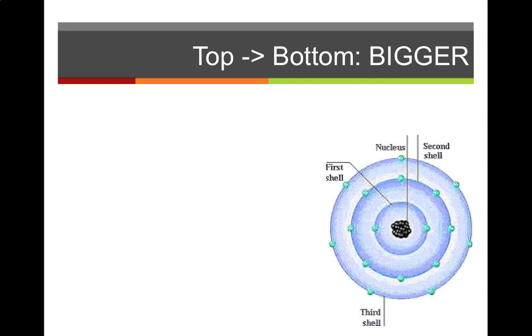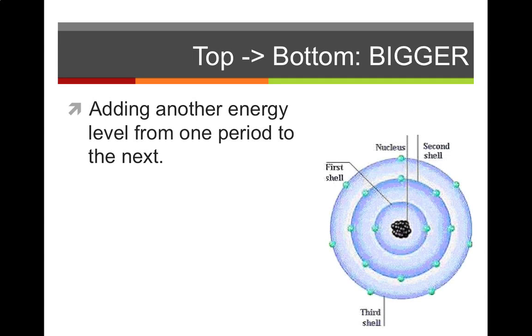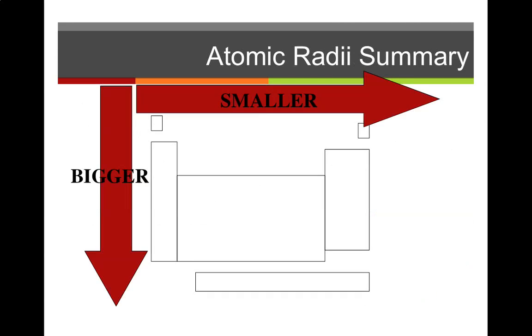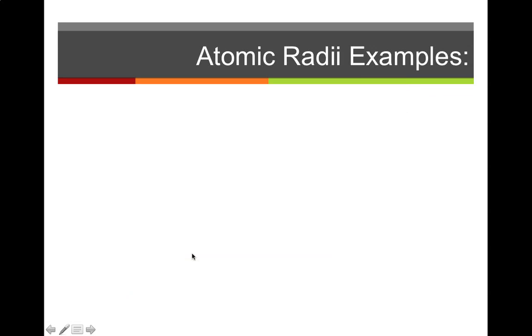As we go from the top of the periodic table to the bottom, so we're looking at a column now, let's say it's lithium to francium, we're going to become bigger. And that's because we're adding another energy level from one period to the next. The inner electrons are going to shield those outer electrons. We're getting back to that shielding effect. And so it becomes bigger the further down we go. Here's just a nice little image of what that atomic radii trend is. We go smaller as we go left to right, and we get bigger as we go top to bottom.